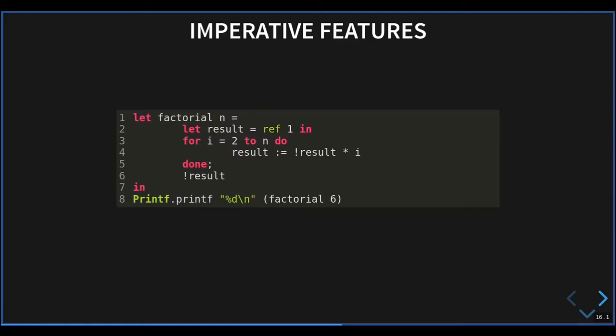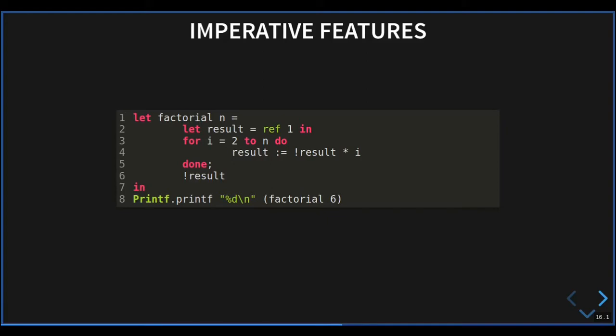So OCaml also supports some imperative features, and here we have an example of a function calculating factorial in an imperative way. To calculate factorial in this way, we need to have a for loop and a mutable variable. So we introduce a for loop with the for keyword. This is, I think, pretty straightforward.